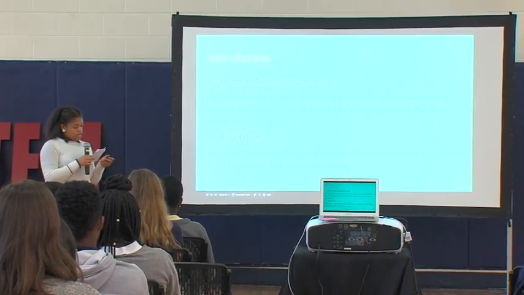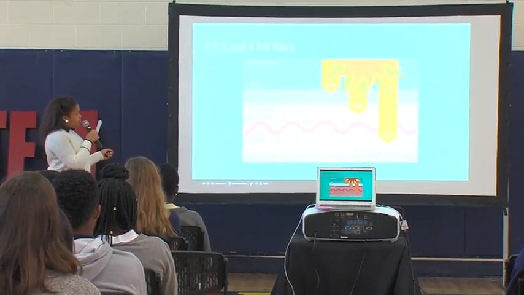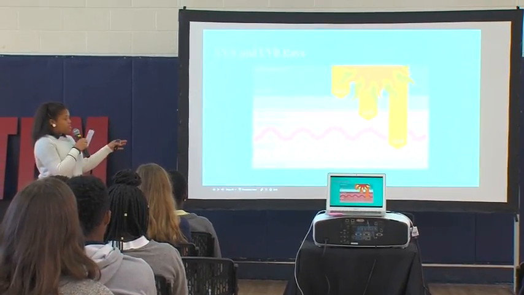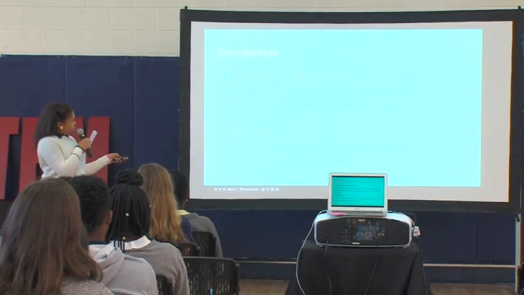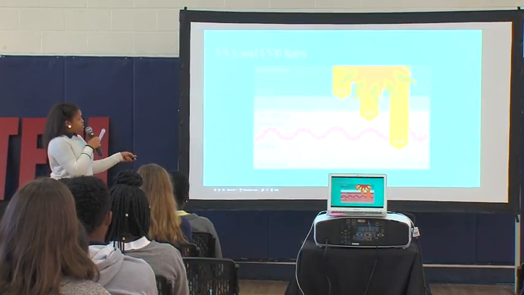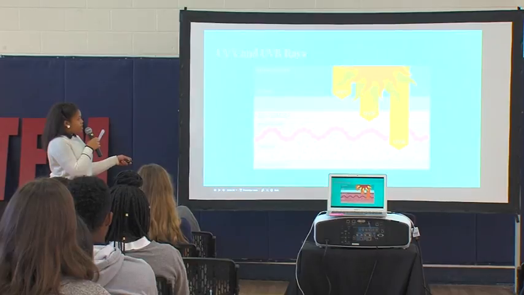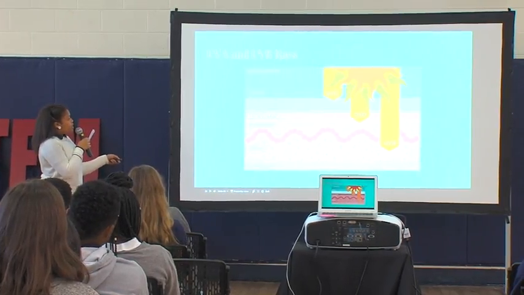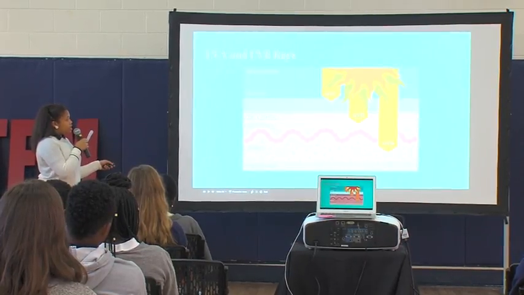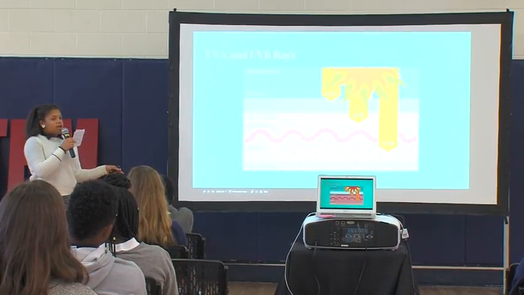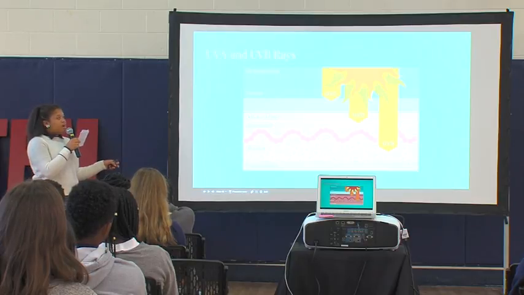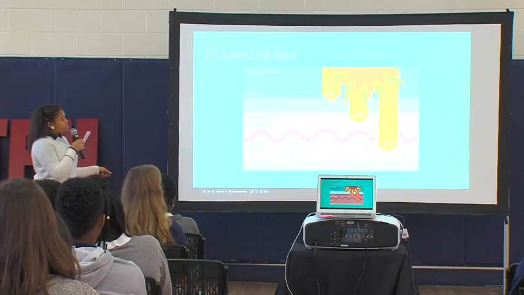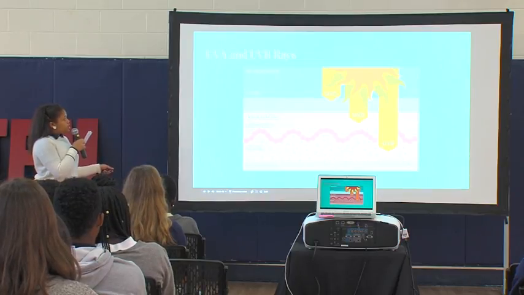So this is just a kind of sketch graph of what is happening when the sun hits your skin. Right here you see the UVB rays, and there's two. There's UVB rays that hit right here, and that goes only to the surface of your skin, and that's the automatic result of when the sun hits your skin, and that causes aging and wrinkling in your skin.